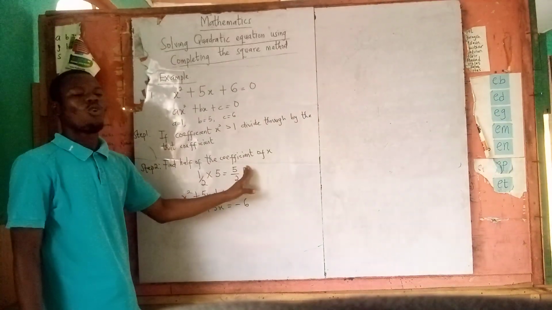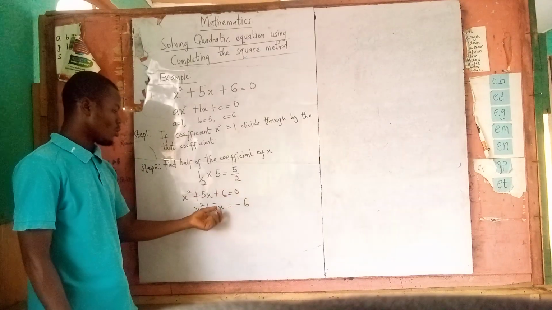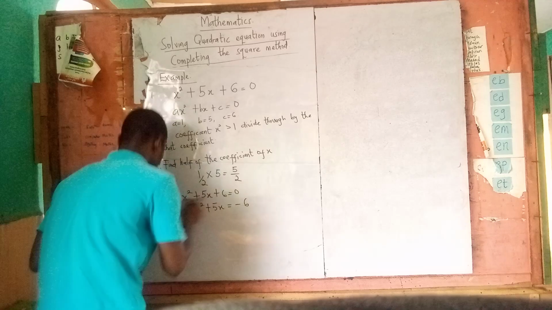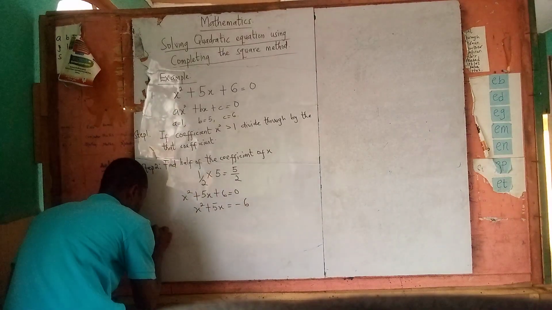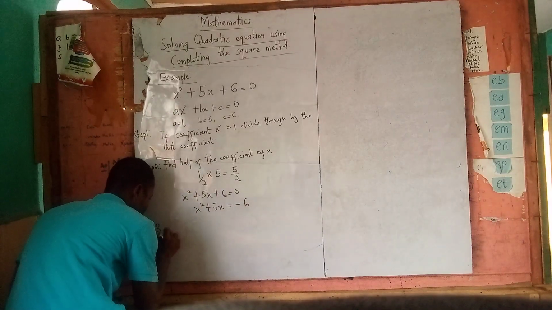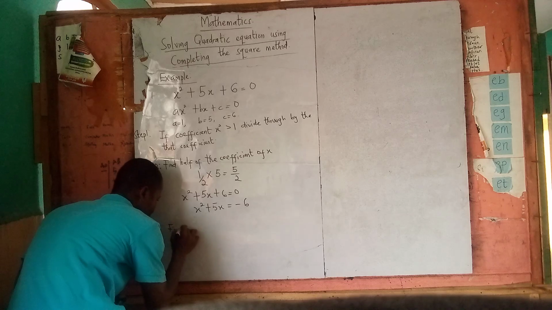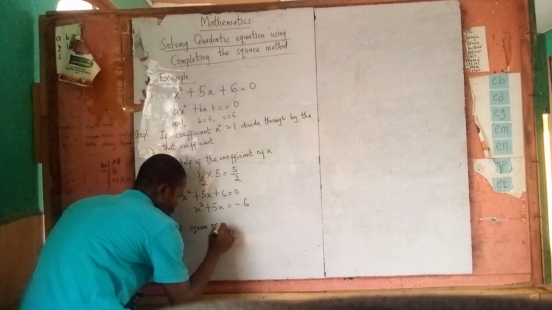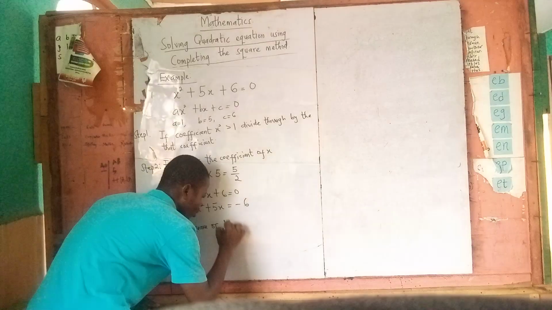The next thing for us to do is find the square of this half. So step 3: find the square of the half of the coefficient of x.